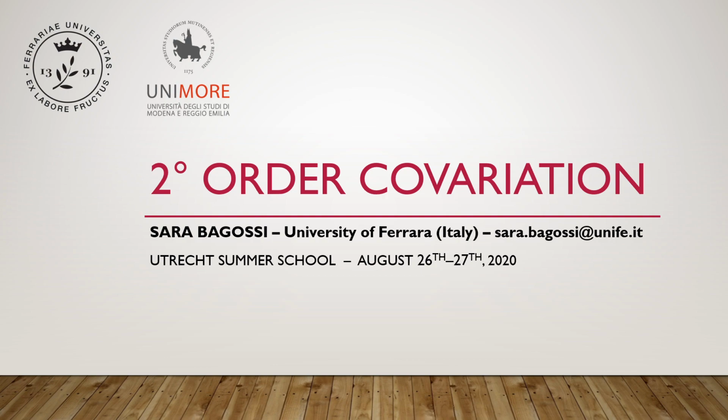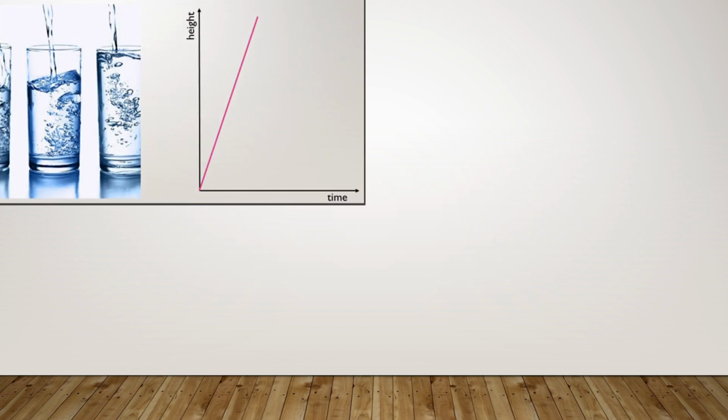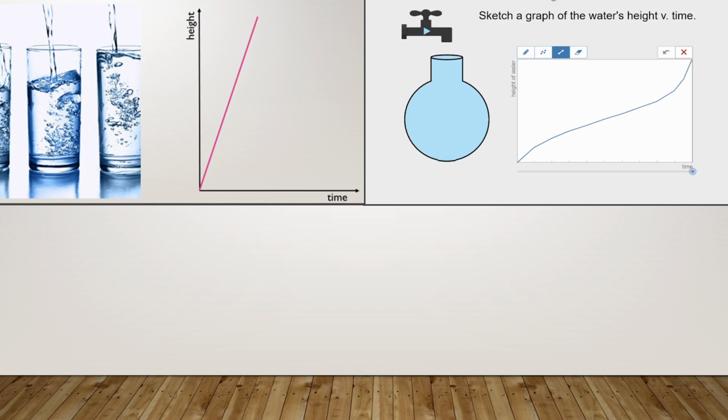Second order covariation. Let's consider a glass of a cylindrical shape and let's assume that we are asked to sketch the height of the water contained in our glass with respect to time. Or again, to repeat the same exercise, this time with a bottle of a specific shape.